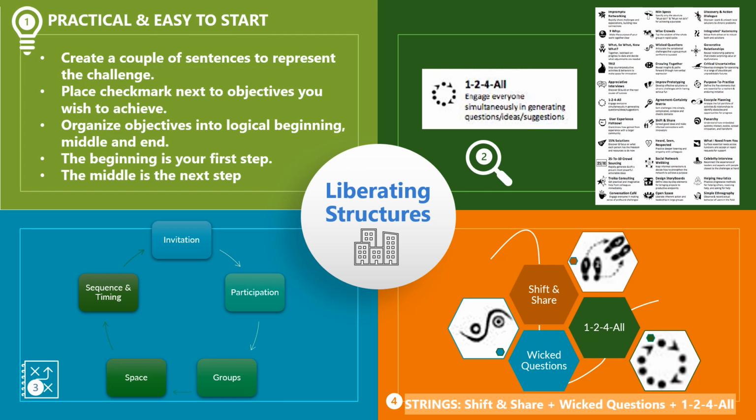So if we start in the upper left, the light green, you create a couple of sentences to represent the challenge. Place a check mark next to the objectives that you wish to achieve. Organize your objectives into a logical beginning, middle, end. The beginning is your first step. The middle is your next step. So then what you do is you embrace that beginning outcome, go to the chart, read through the chart, and find the sentence that resonates with what you're trying to accomplish, the outcome you're trying to drive, and choose a method. In this instance, I have 1-2-4-All. Most of us have done the 1-2-4-All activity.